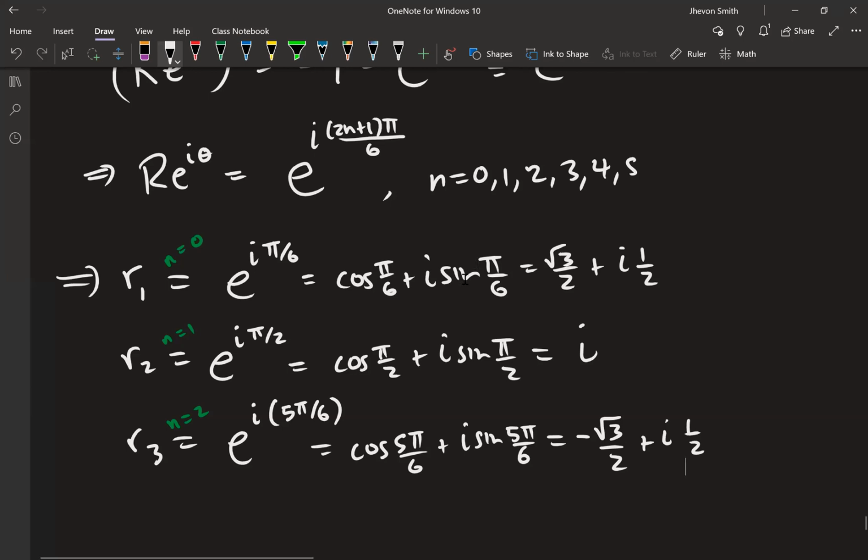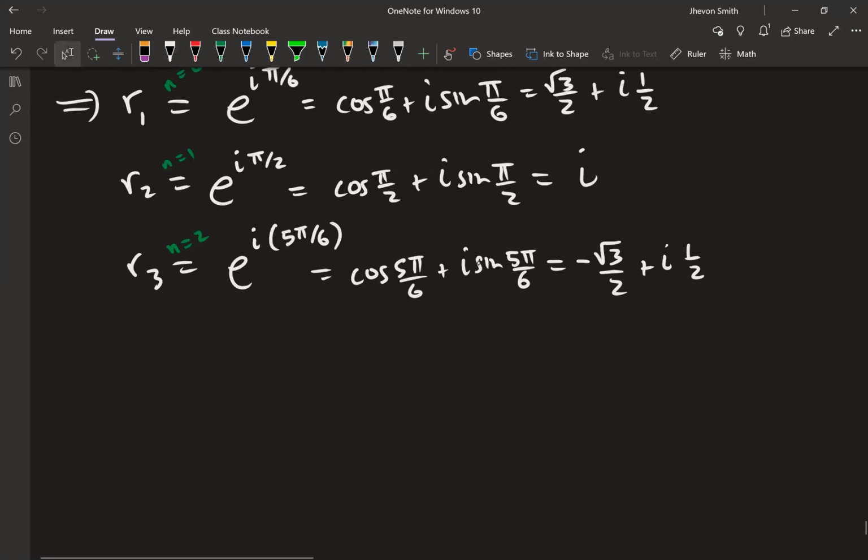Now it turns out that I automatically know the next three, because complex roots come in conjugate pairs. So these guys here are automatically known.